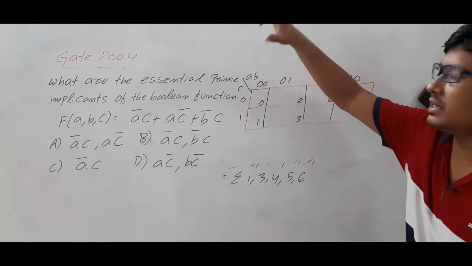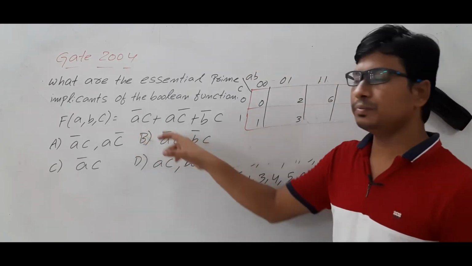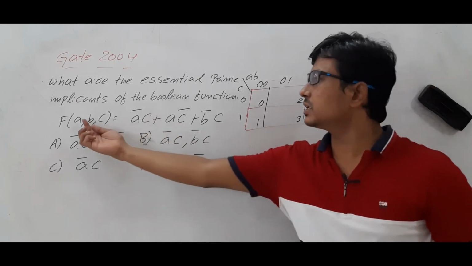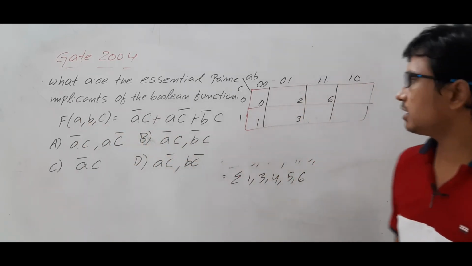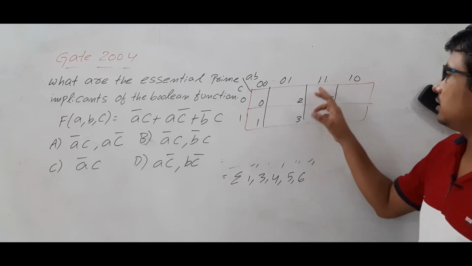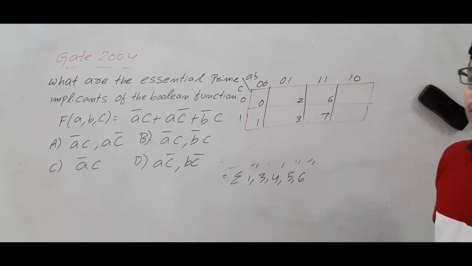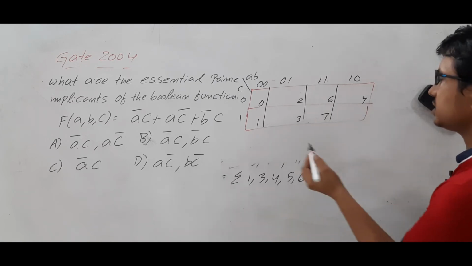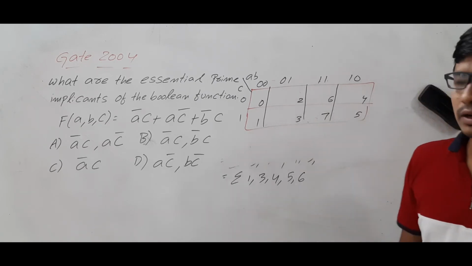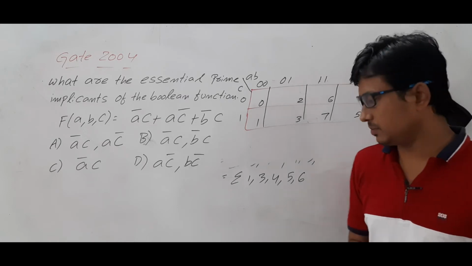Because A, B and C, all the terms should be in the form of A, B, C, because they have given the sequence as A, B, C, and then 111, which is 7, and then you have 100 which is 4, 101 is 5. Now let me fill all the min terms.